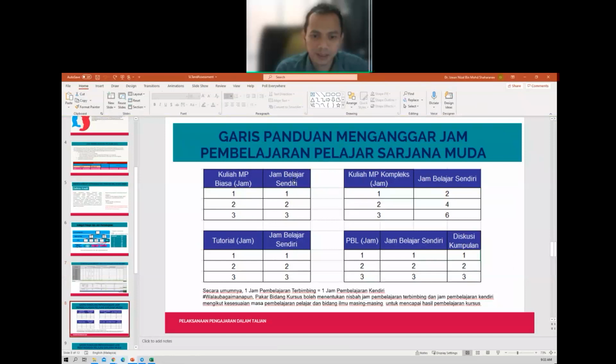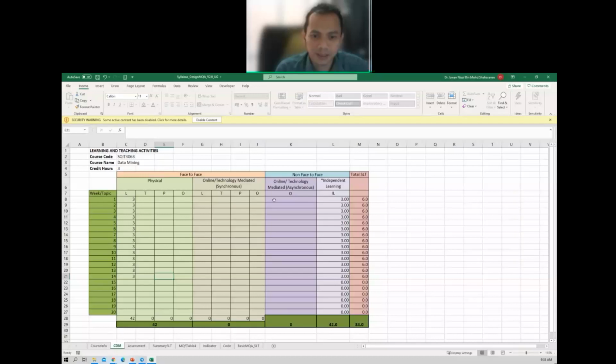Independent learning is the same, one to one, that's why here we have 3. If you have 3 lecture hours, that is equivalent to 3 hours of independent learning. So then you get 84 hours for the course delivery method. The balance, 120 minus 84, is around 36. So that 36 will be our SLT for assessment.